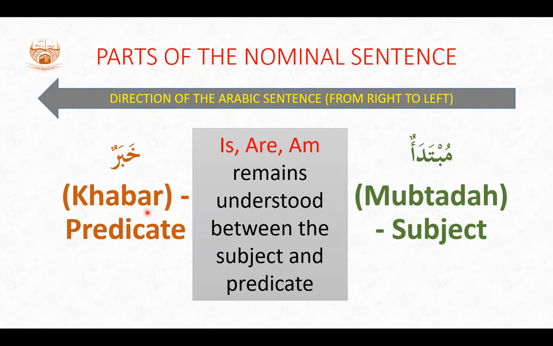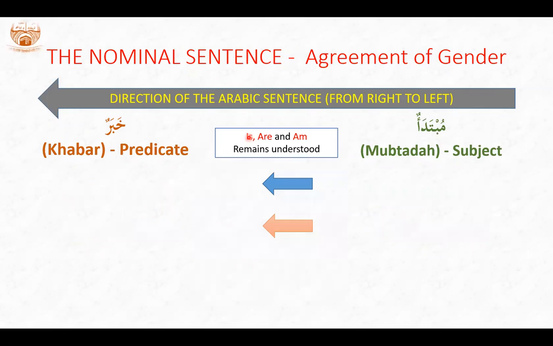The girl is a student. What came before? The girl. So therefore the girl will be considered as the mubtada or the subject. Whilst student, which came after the is, am, are, will be considered as the predicate or the khabar. Okay, so let's move on, and we're looking at some examples.